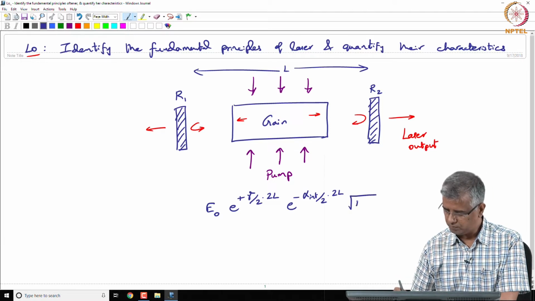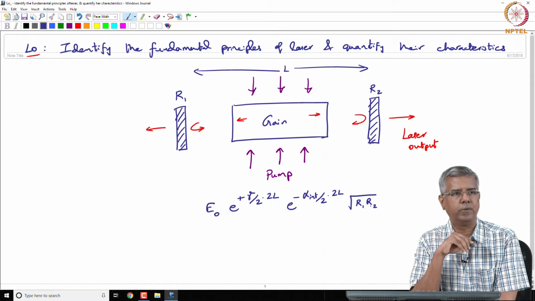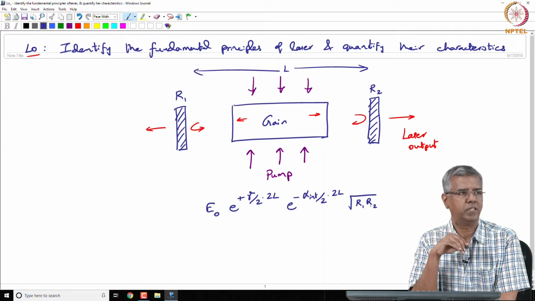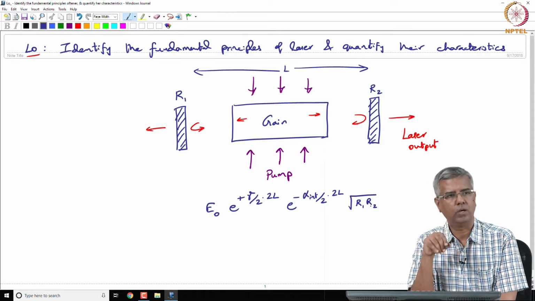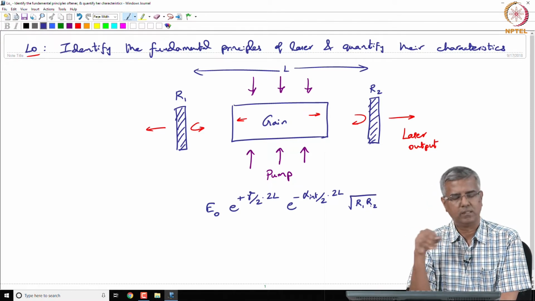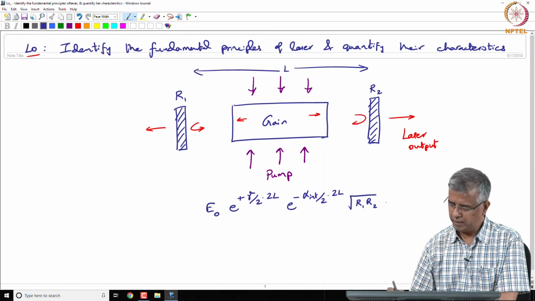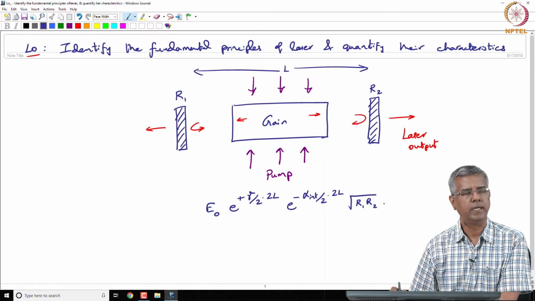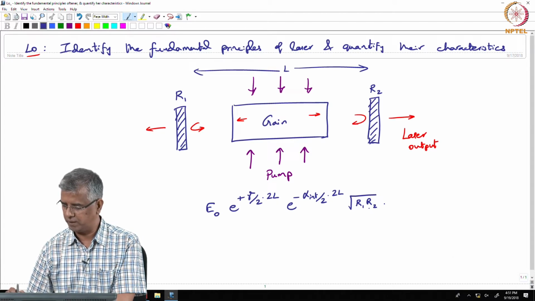So, only root of R1, which corresponds to the reflection coefficient for mirror 1, and root of R2, which corresponds to the reflection coefficient for mirror 2, only that is sustained in the cavity, right. And then of course, it accumulates phase as it is travelling within the cavity.